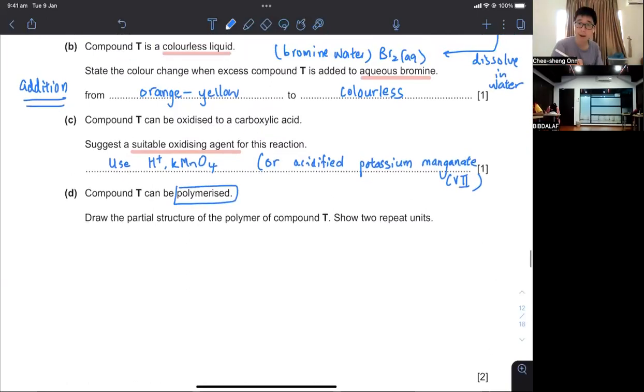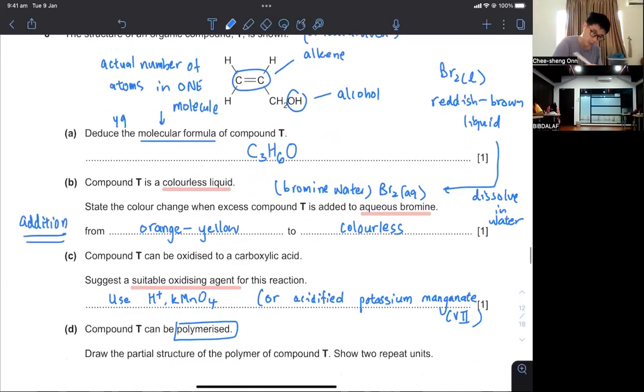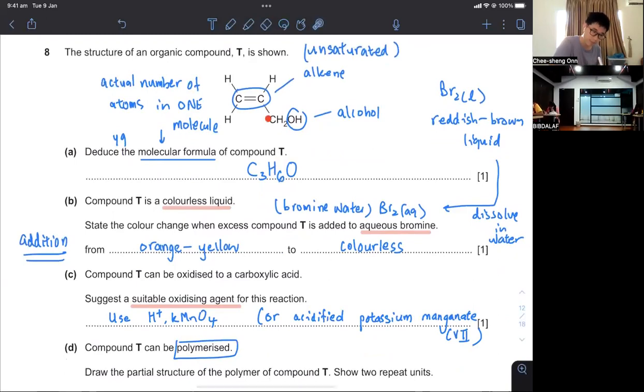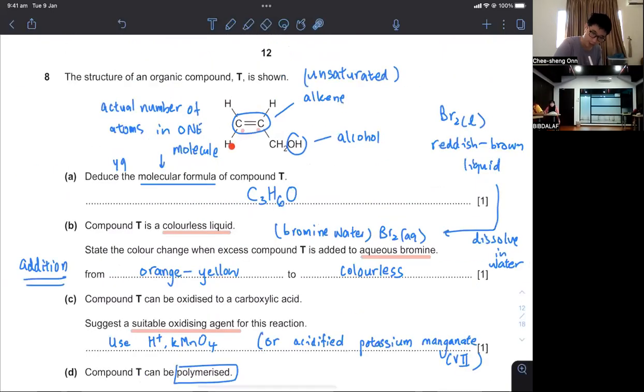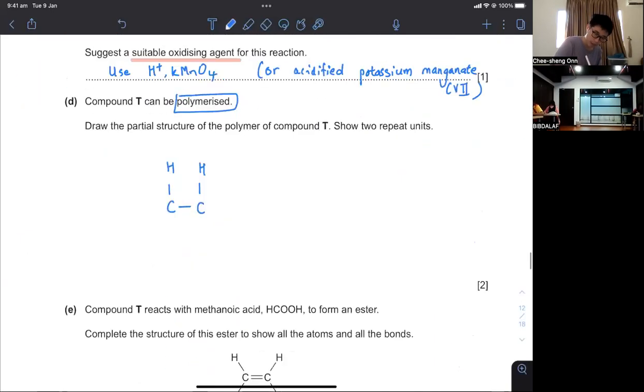Last but not least, polymerization. I think we have time up until this question only. So here, when you polymerize this, look for where the double bond is. Look for where the double bond is, okay? Draw the carbon-carbons. Do not draw the double bond. Now you put in all the other atoms. The H, H on top, and then the H and CH2OH at the bottom. This was the original carbon-carbon of the double bond.